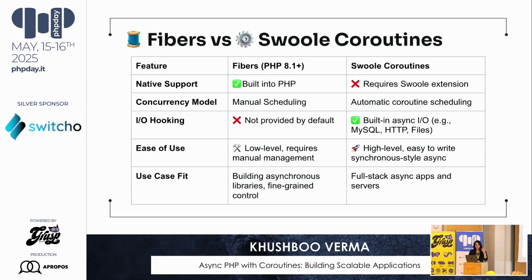Swoole coroutines are actually easier to use. So if you're just getting started, I think it's easier to implement. It's very high level, whereas fibers can be a bit low level. But being low level, they give you higher, fine-grained control over what you actually want to do.